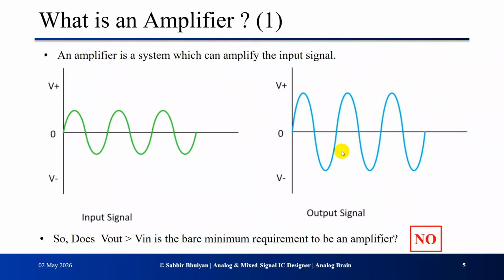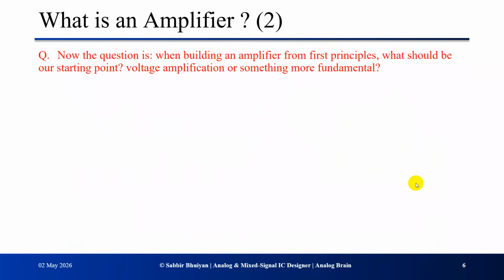And I want you to really sit with that, because this is where most textbooks start and it's the wrong starting point. Why? Because voltage amplification alone tells us nothing about power, and ultimately the job of an amplifier is not to scale a number, it's to deliver more power to a load than was extracted from the source. Okay, so this brings us to a more precise question. When building an amplifier from first principles, what should be our starting point? Voltage amplification or something more fundamental? We want voltage amplification, sure, I agree with you. Okay, but that does not mean it's the first item on our design checklist.